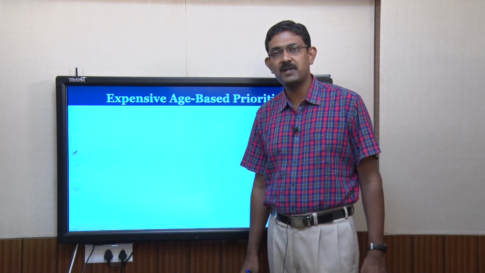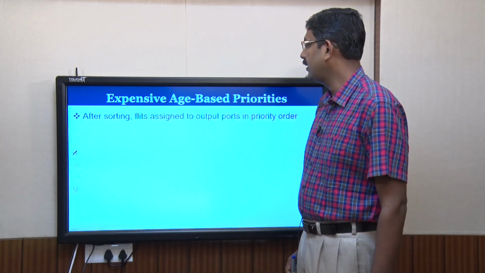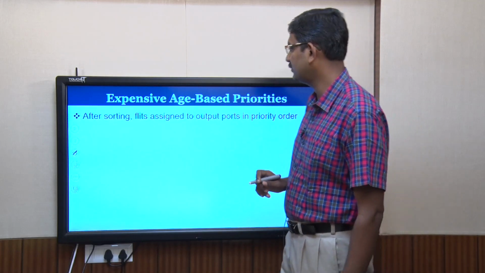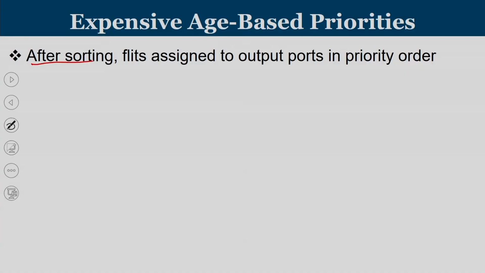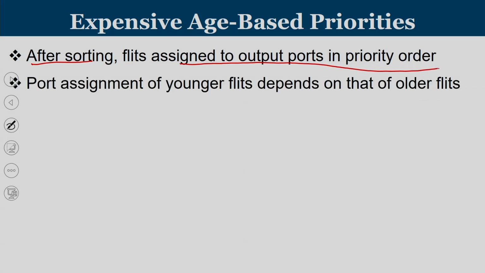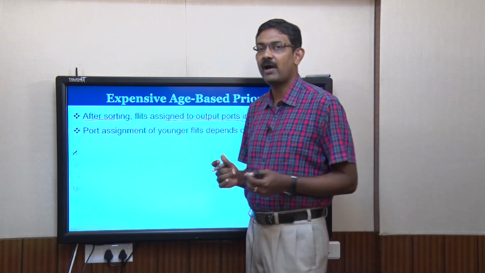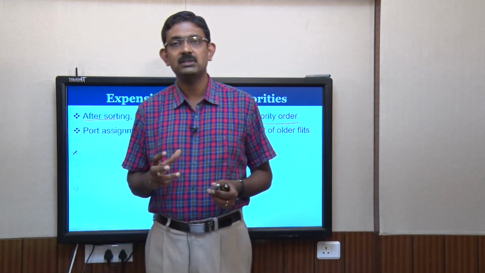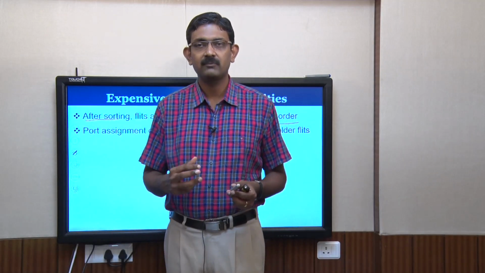But this is an expensive process. Age-based priority is going to be expensive because of the following factor. After the sorting, flits are assigned to output ports in priority order. Port assignment of a younger flit is always dependent on the port that is assigned to the older flits, because we have only 5 ports available inside a router: north, south, east, west and local.